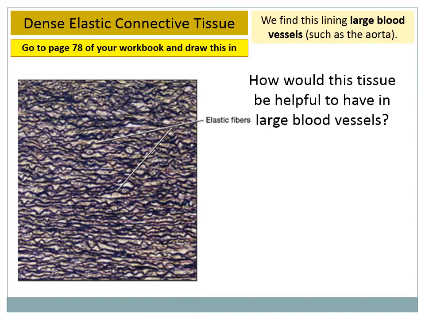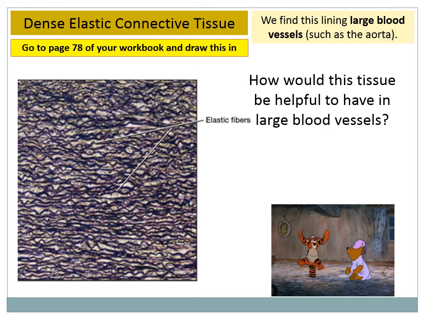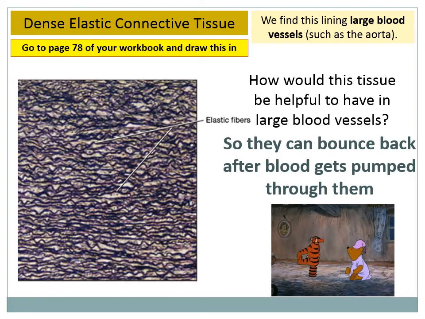Right, we also have dense elastic connective tissue. We find dense elastic connective tissue in large blood vessels such as your aorta. So we find it in blood vessels. Why would it be helpful to have this in large blood vessels? Yeah, because we need some bounce. See little Tigger there? We need some bounce in our tissues. We need them to be able to bounce back after blood gets pumped through them.